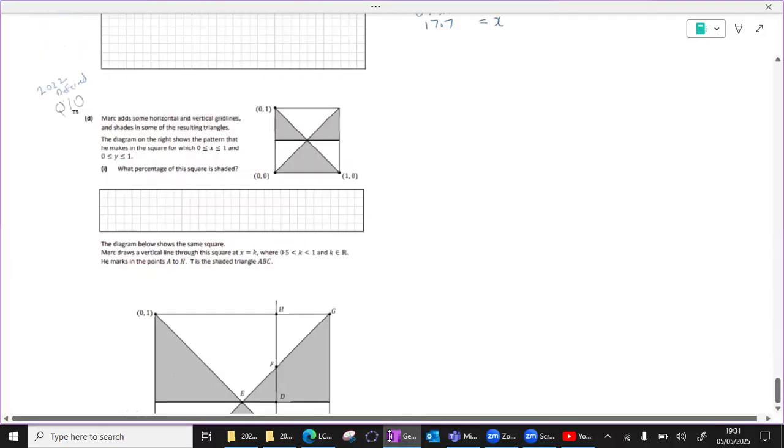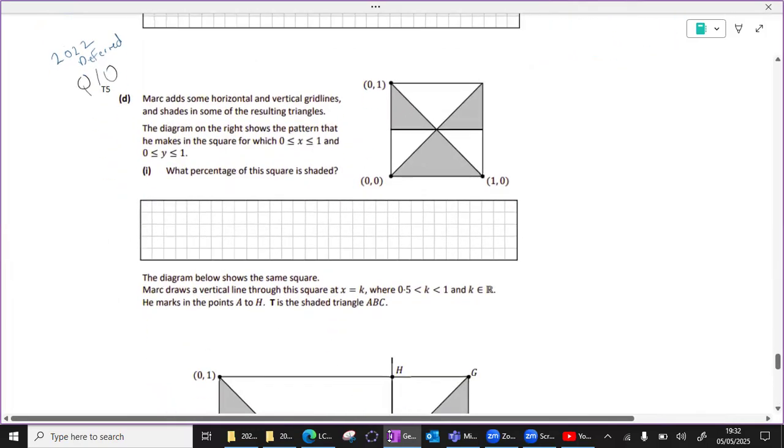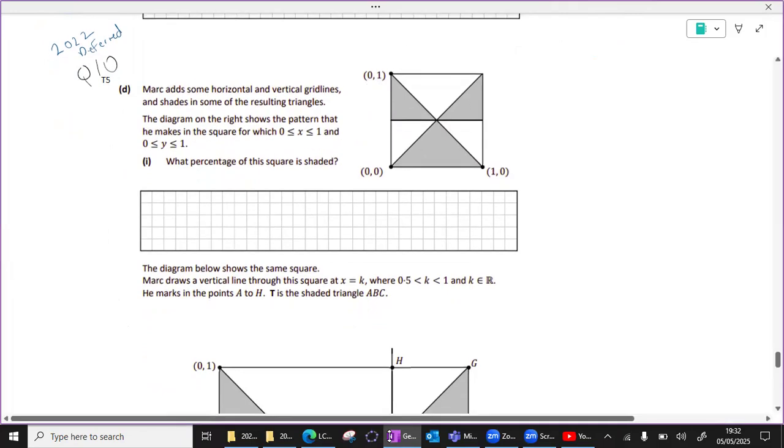Okay, so 2022 deferred question 10. This is page 331 in your papers. So Mark adds some horizontal and vertical grid lines and shades in some of the resulting triangles. The diagram on the right shows the pattern that he makes in the square for which x is between 0 and 1 inclusive and y is between 0 and 1 inclusive.